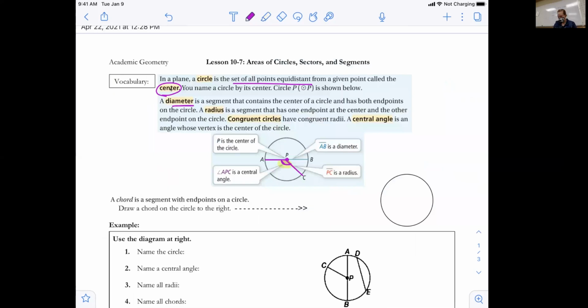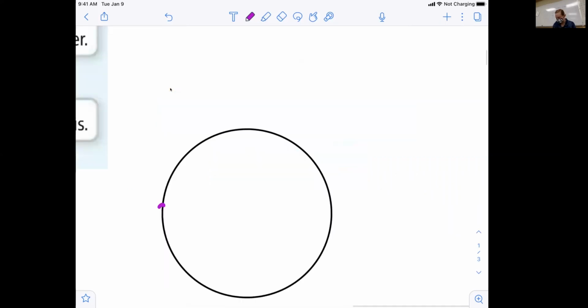Okay, the next thing we're going to talk about is a chord. A chord is any line that goes through a circle that has endpoints on the circle. I like to draw a very obvious chord like this, where I just have 2 points on the circle and a line that connects them. That counts as a chord. A chord could also be really tiny, like from here to here. It almost looks like a straight line, but it has 2 endpoints on the circle and all the other points are inside.